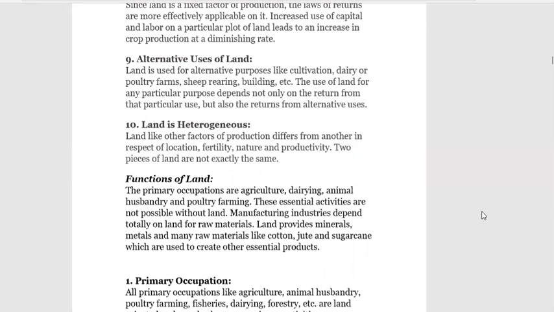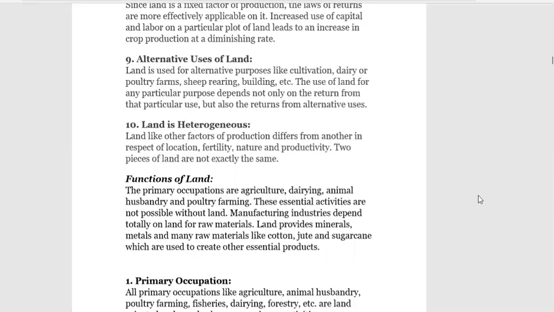Land is heterogeneous. These are the characteristics of land. Land, like other factors of production, differs from another in respect of location, fertility, nature and productivity. Suppose here you are doing something on a piece of land. It may not be so fertile, it may not be so good for agriculture. But the same land in some other place may give you more productivity. Clear?